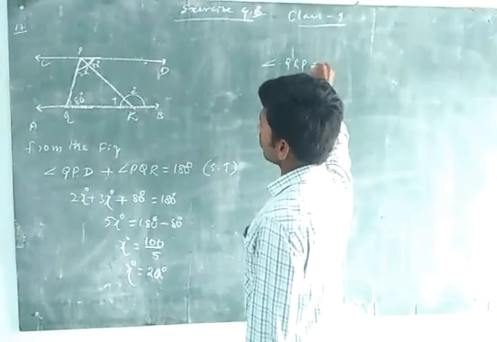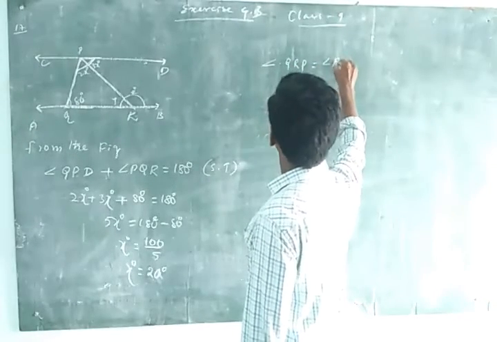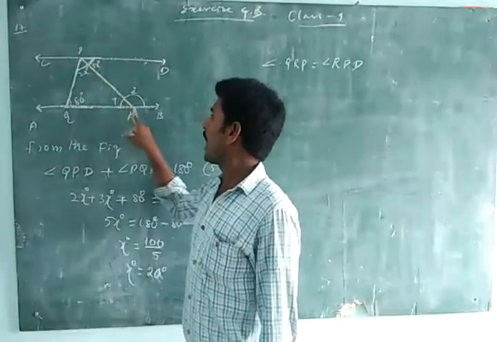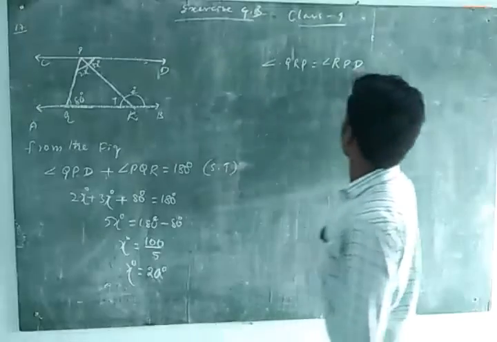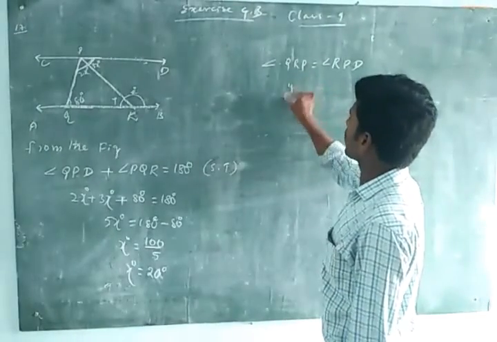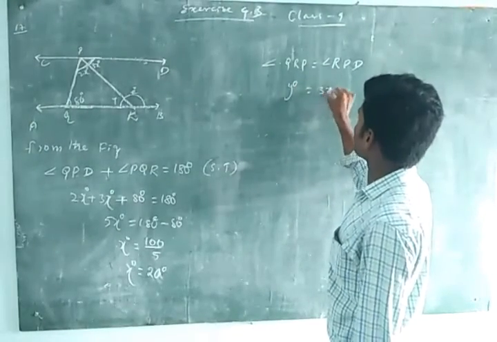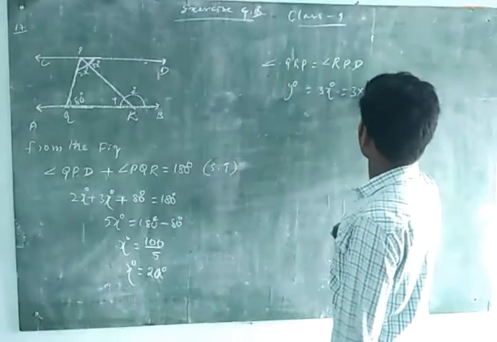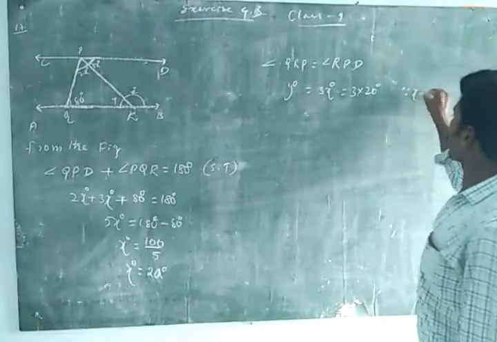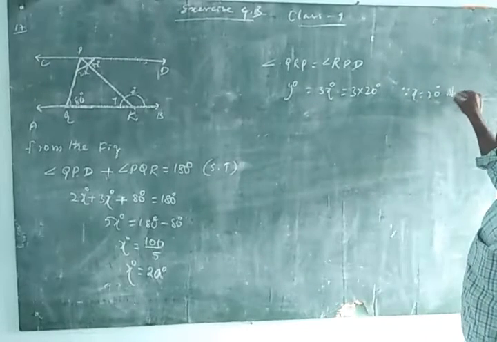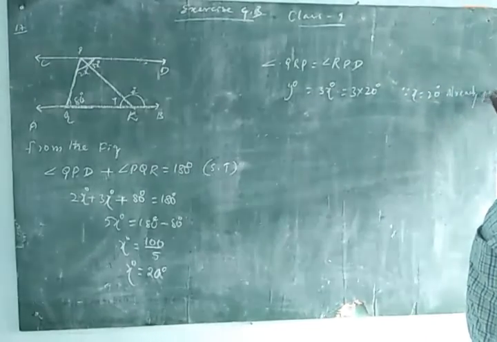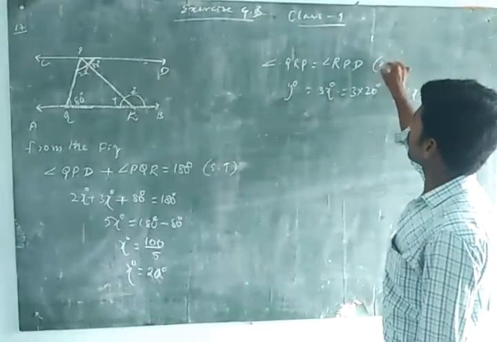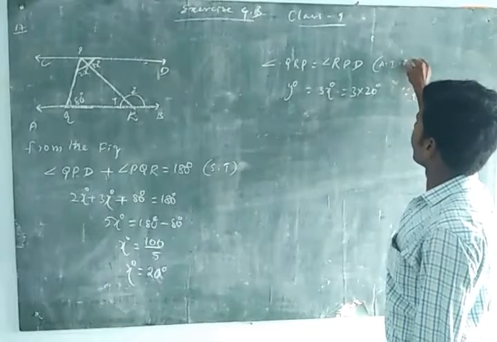QRP is equal to angle RPD. Angle QRP is equal to angle RPD. Now, QRP means y degrees, that is equal to RPD means 3x degrees. Already we know that 3x means 3 into 20 degrees, since x is equal to 20 degrees, already proved. So how is QRP equal to RPD? Here it is alternate interior angles are equal.